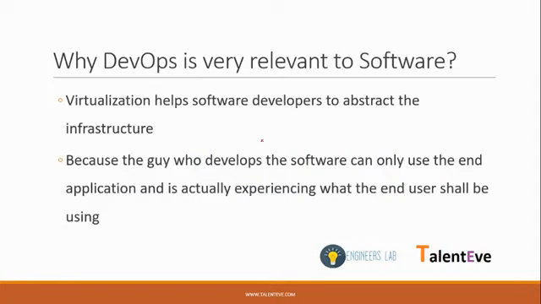Now, why is DevOps very relevant to software? As I was saying in the initial slides, embedded guys should not be surprised hearing about DevOps. DevOps is very relevant to software because software engineers can virtualize things so that they can abstract the end infrastructure. What we mean by this is that suppose a software engineer is working on a project, let us assume he is developing a web page.